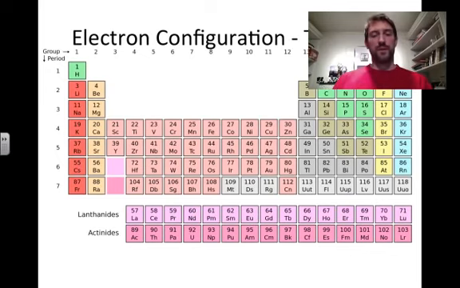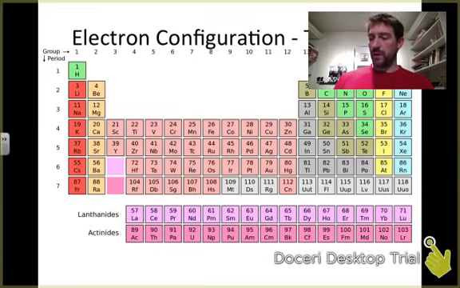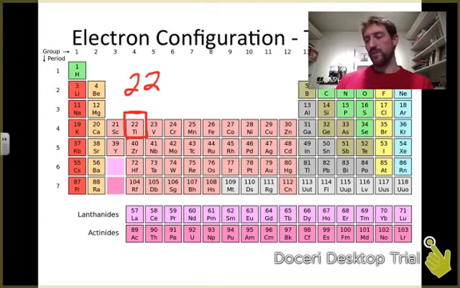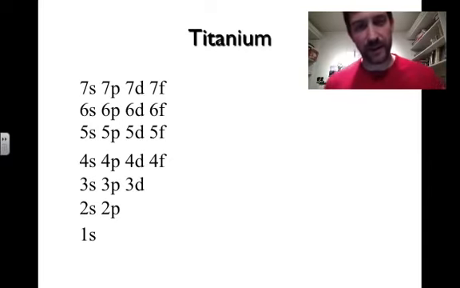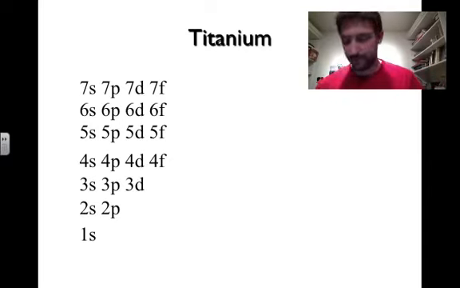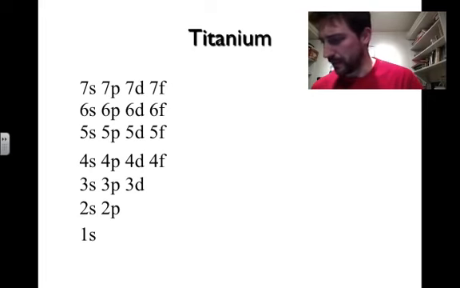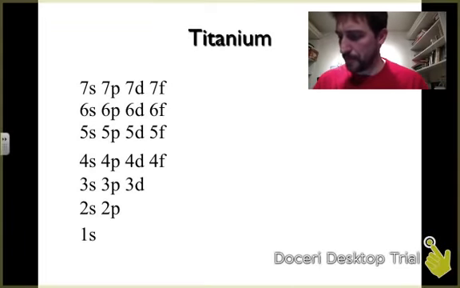So if we were going to do this for titanium, first thing we need to do is find it on the periodic table. If I look over here, I find titanium right here, which is number 22. We know that that means it has 22 protons, so we're going to assume that it also has 22 electrons. And here's how we fill this out. So bear with me, I have to write on the iPad over here, and it kind of looks like I'm looking off to the side.